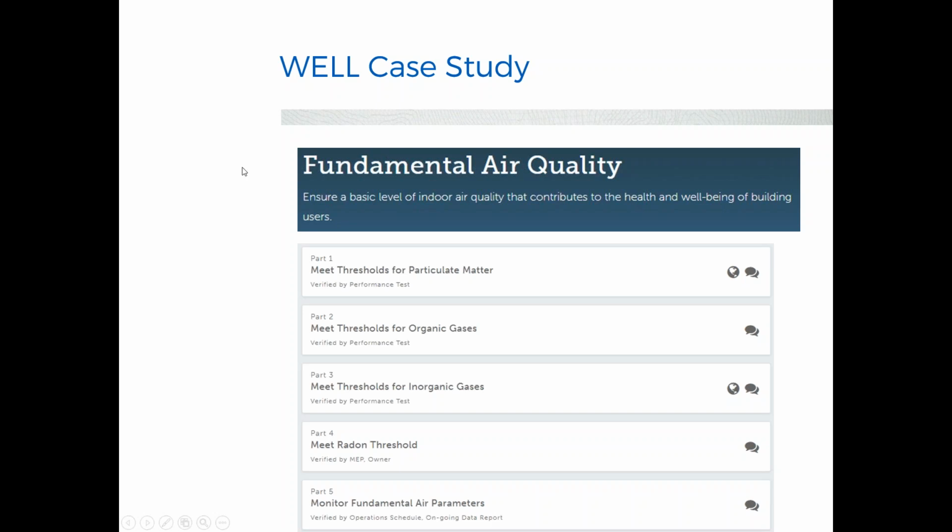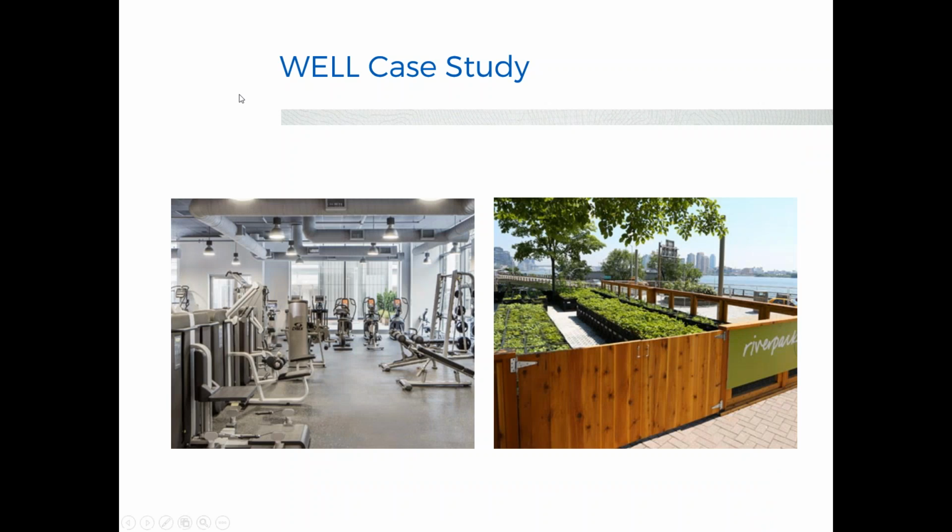So they did meet the fundamental air quality requirements, but then they also went well beyond that to achieve the Gold level of certification. And this is even beyond the lab space itself. Within the facility, they have a fitness center that the occupants are free to use. And then even nearby, they have an urban agriculture center where occupants can take breaks, do some gardening, and just have more access to nature.